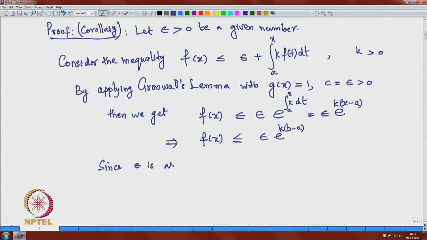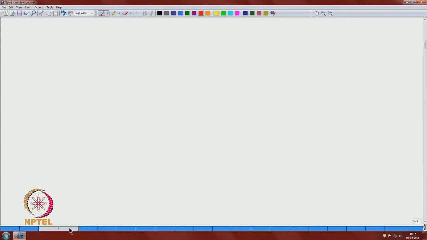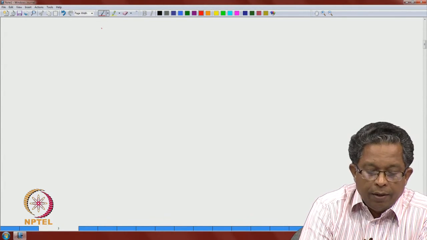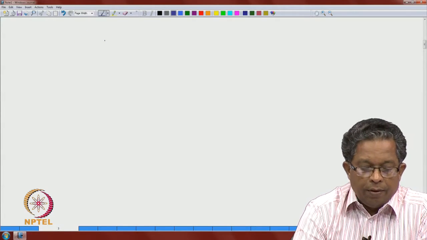Since epsilon is arbitrary and f(x) is greater than or equal to 0, we have f(x) identically 0. This quantity is finite, and this is true for all epsilon, and f is non-negative, so f(x) is equal to 0. This form of Gronwall's lemma we will apply in the uniqueness result. Okay, let us come to the uniqueness result. Consider the initial value problem.